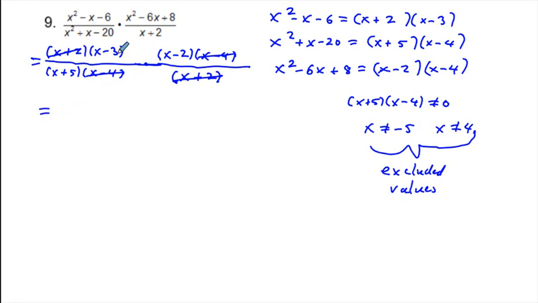So what we're left with is everything we cannot cancel, which is going to be quantity (x minus 3) times quantity (x minus 2), and that's going to be all over x plus 5. And that's going to be our simplest form. And so we have everything we need here for problem 9.